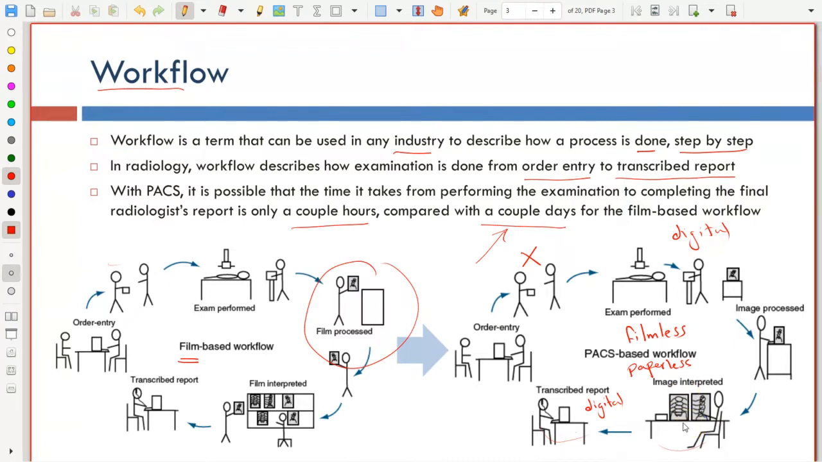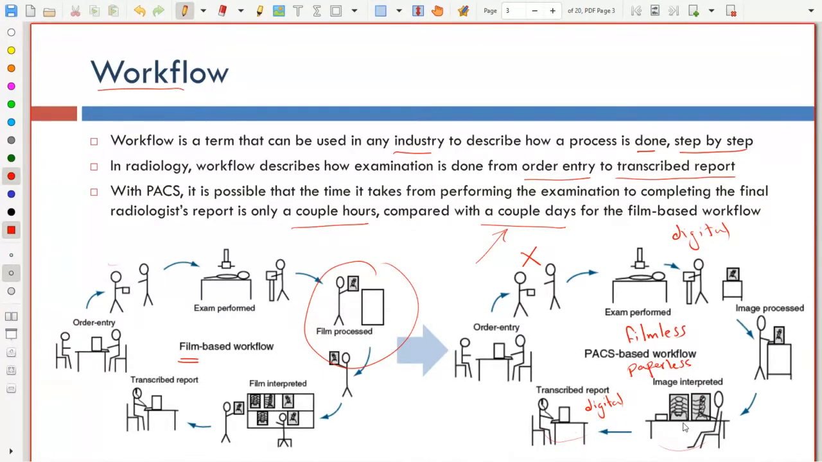So it's not a matter of just going digital without even thinking about why. It's very important to realize that it's much more efficient when you do that. It's much faster, because you're not using films, you're not using paper. You're more environmentally friendly.